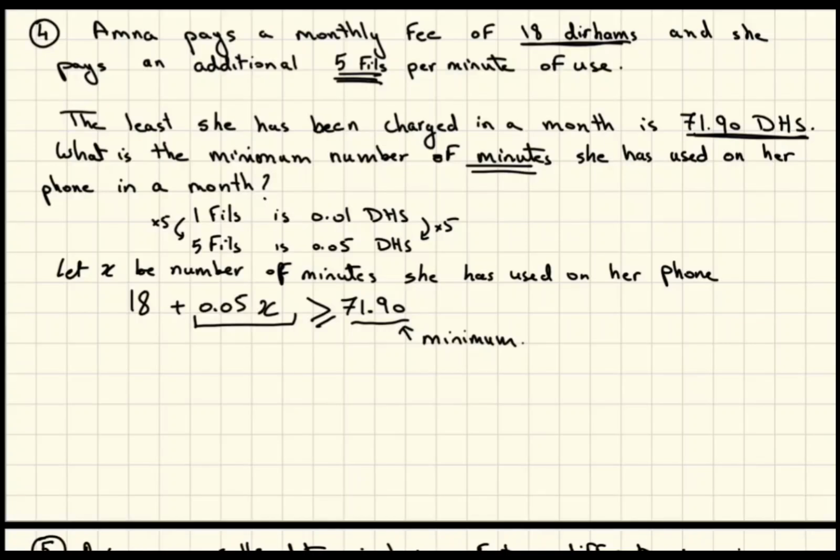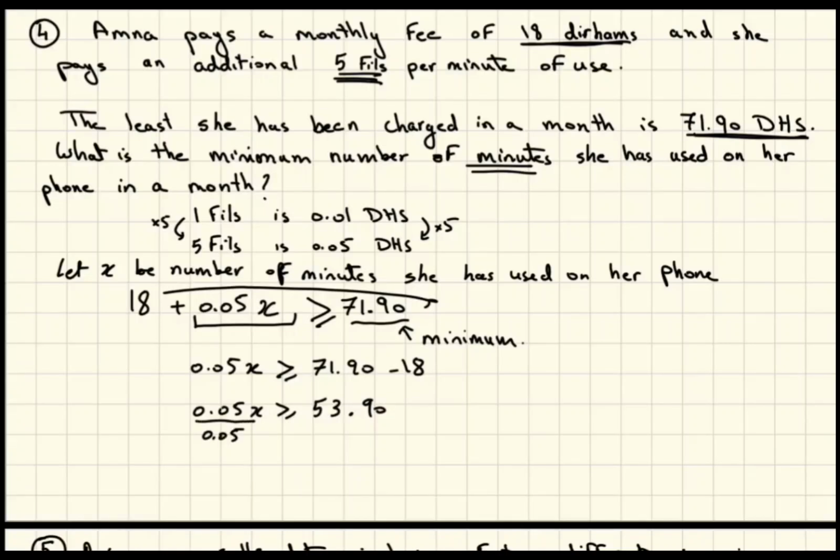Now, knowing this inequality, the rest will be so easy just by solving it. It will be 0.05x, and we move the 18 to the other side. It will be 71.90 minus 18. So we get 0.05x greater than or equal to, when we do 71.90 minus 18, it will be 53.90. And the last step, we can divide here by 0.05 to remove it, and on the other side, the same thing.